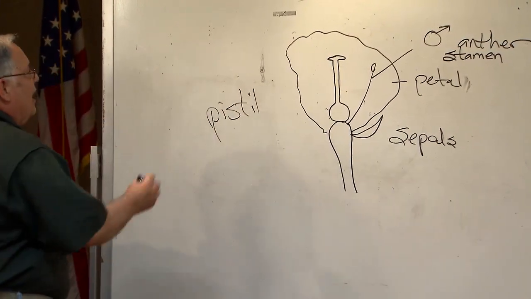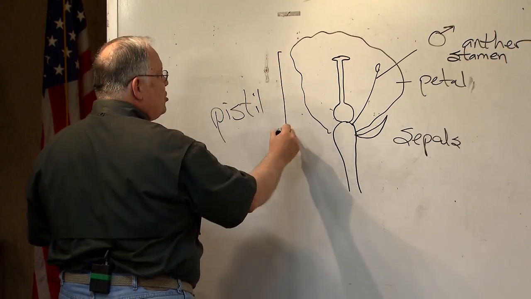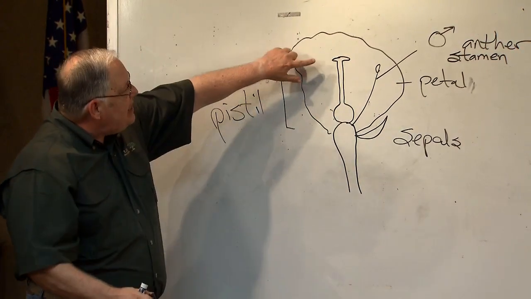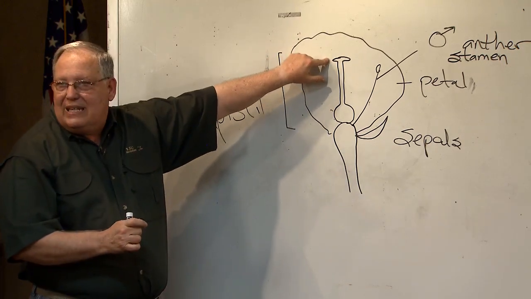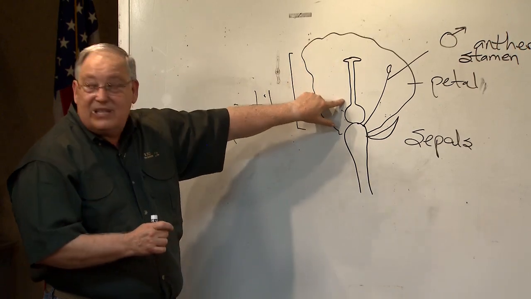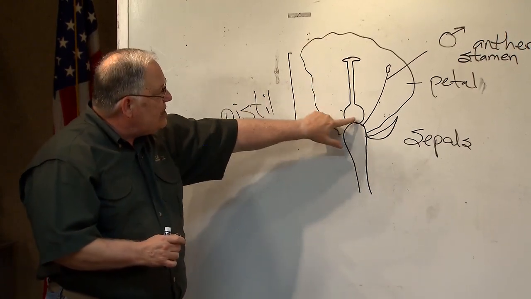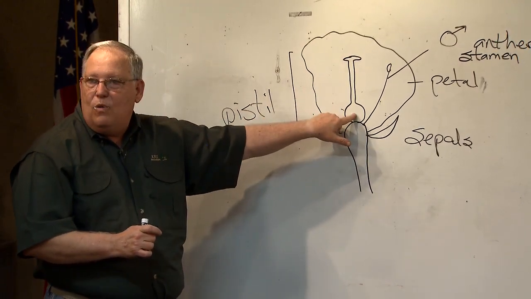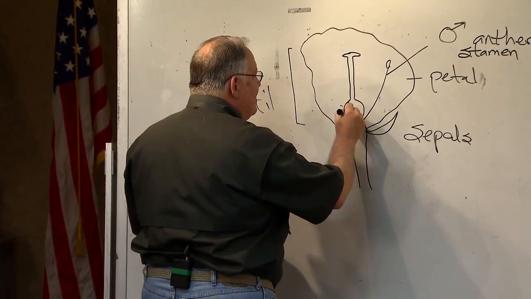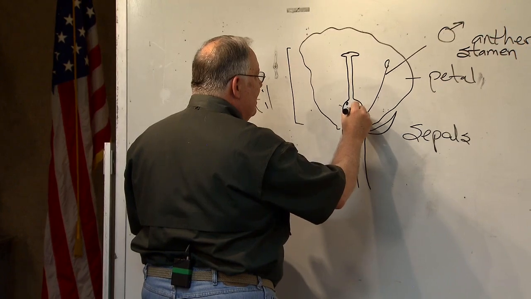Pistil. And that's this whole structure. But it's subdivided into the stigma. There's a swollen, sticky end up here called the stigma. Then there's a tube-like structure called the style. And then this large area down here is the ovary. And inside the ovary are the eggs, the female eggs.